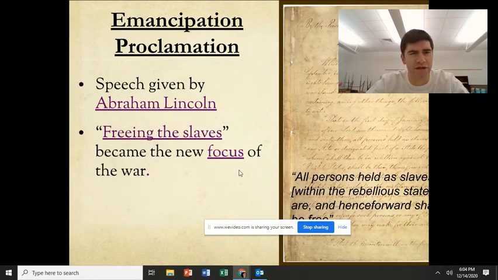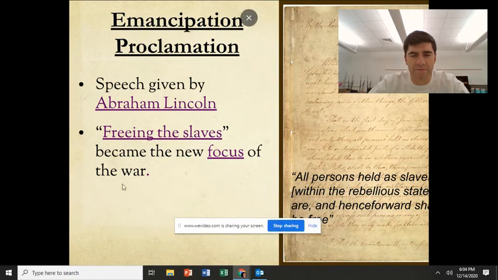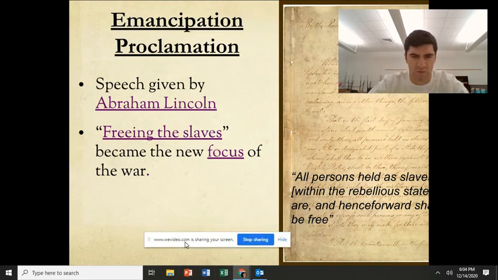So the Emancipation Proclamation is a famous speech given by President Abraham Lincoln, and what it does is what we just said it does. It frees the slaves, and after the Emancipation Proclamation, the freeing of all the slaves in the United States becomes the new focus of the war.